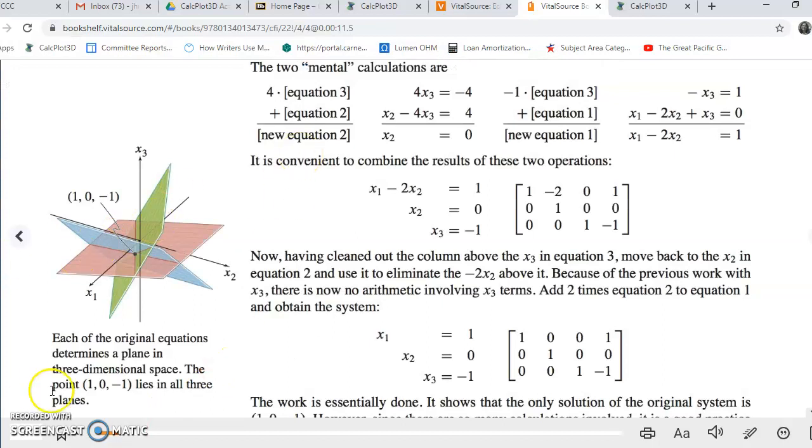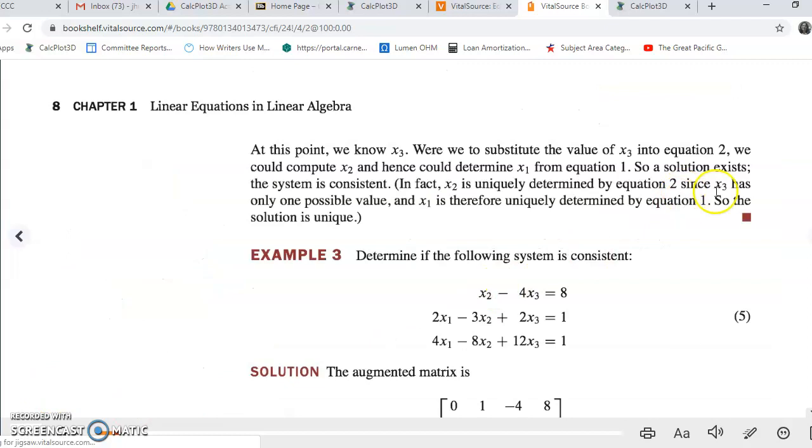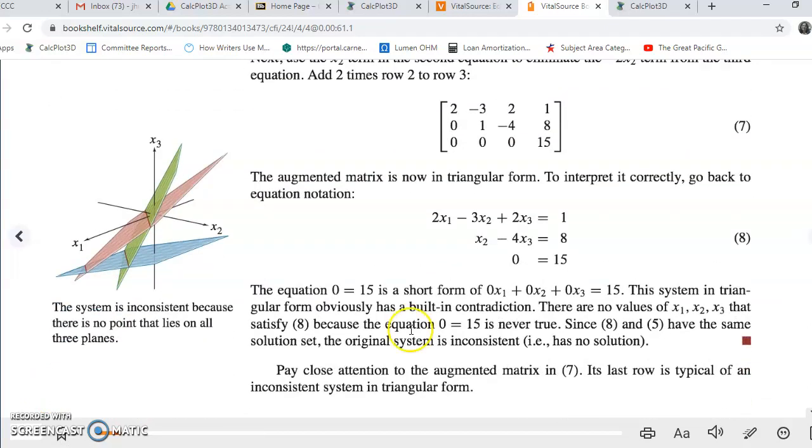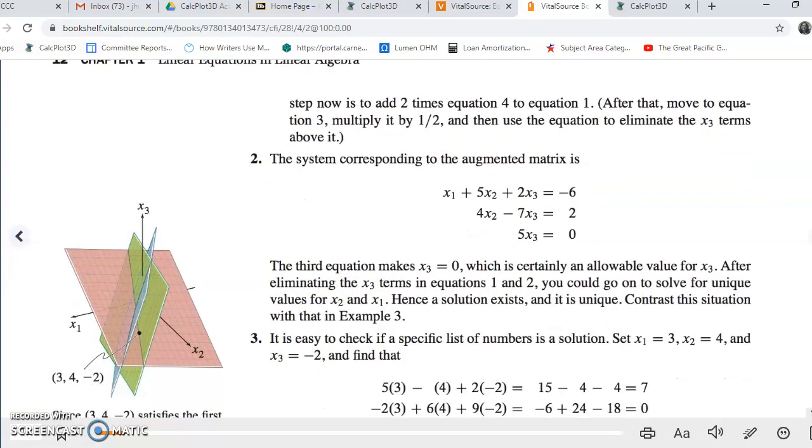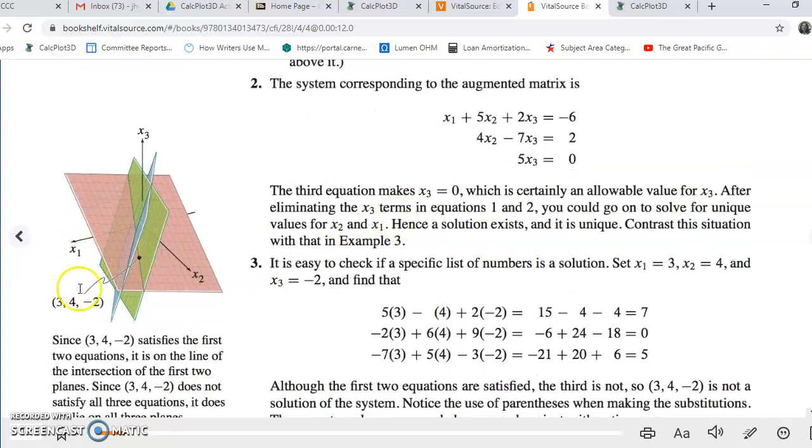I wanted to go to page 8 next. In page 8, I want to show you this picture where two of the planes were intersecting and the system was inconsistent because the third plane did not simultaneously meet the first and second planes. Okay, and then on page 12, this is a scenario where the point (3, 4, -2) satisfies this plane and this pink plane, but it's not in the blue plane.